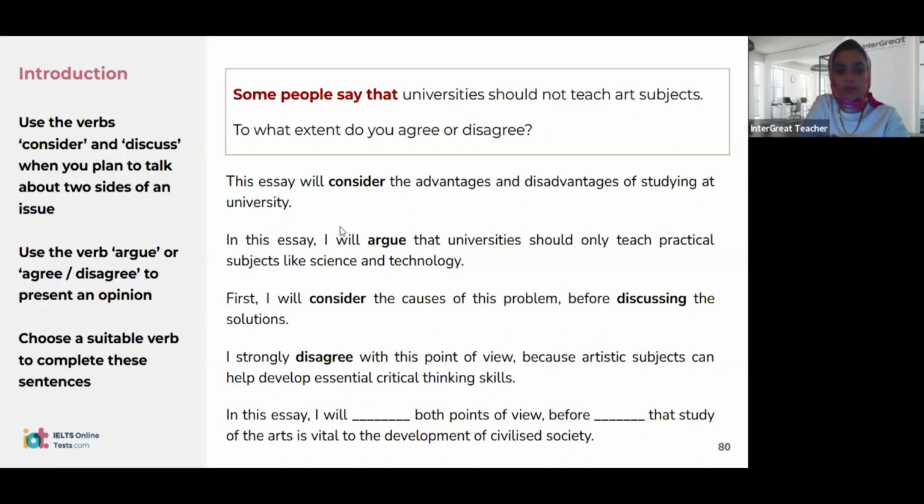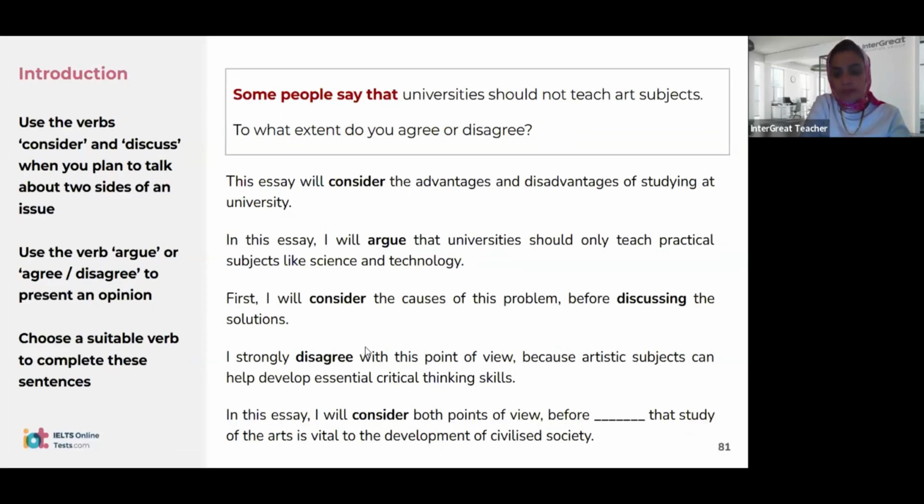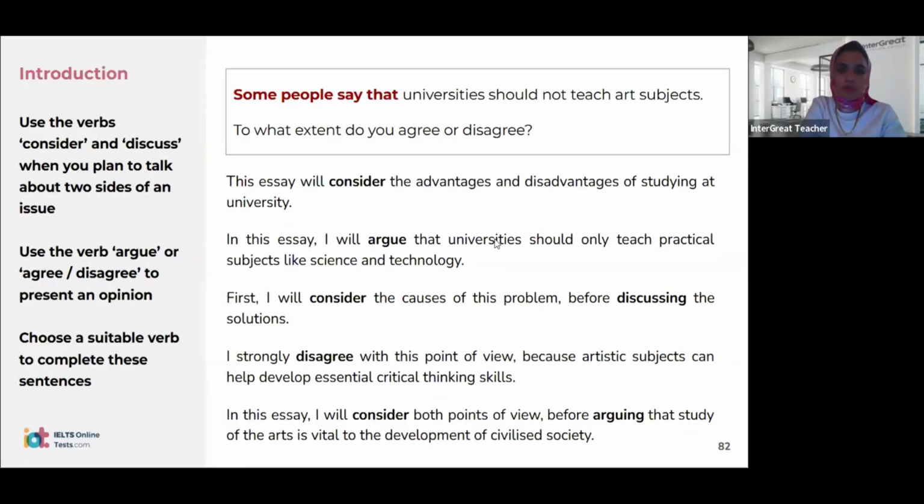What do you think? Explain? Not really. What do you think? Consider. Okay, consider or discuss. Before, that study of the art is vital. Arguing, because this is the opinion here. Or before, yeah, arguing that study of the arts is vital. All right. So don't say explore, you don't choose this verb here to express your opinion.